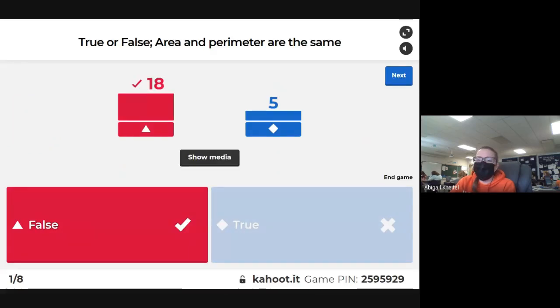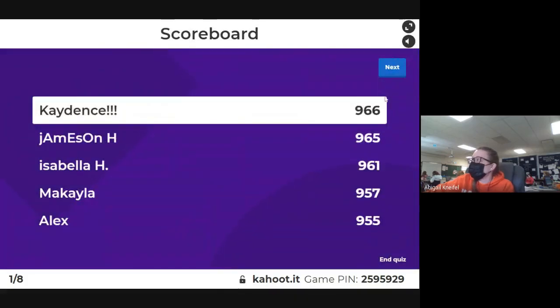The correct answer is false. Most of us got that right. Perimeter is the length around. Area is all the area in the middle, too. Area and perimeter are not the same thing. Good job if you got that correct. Cadence, you're in the lead.